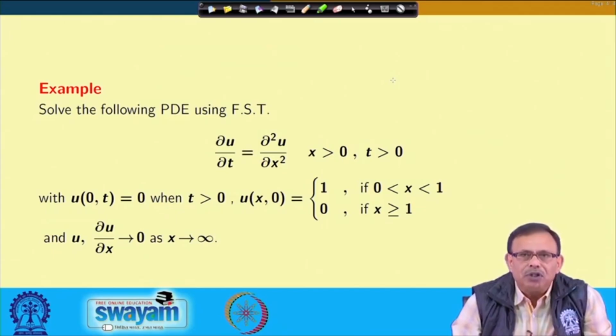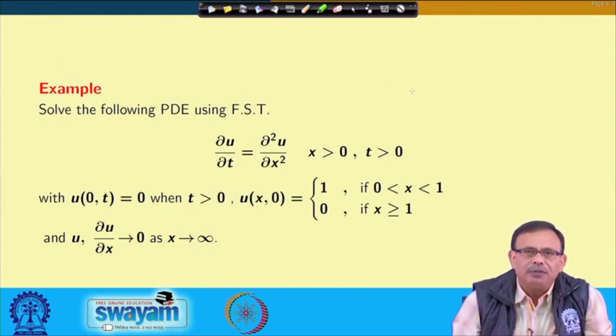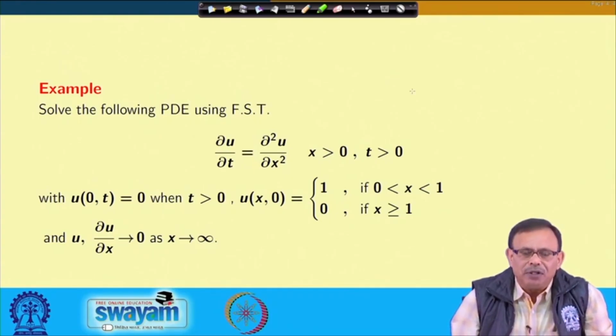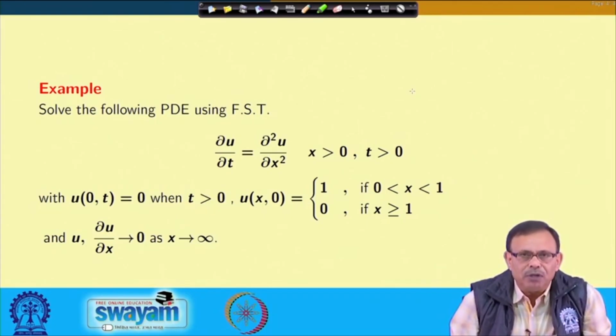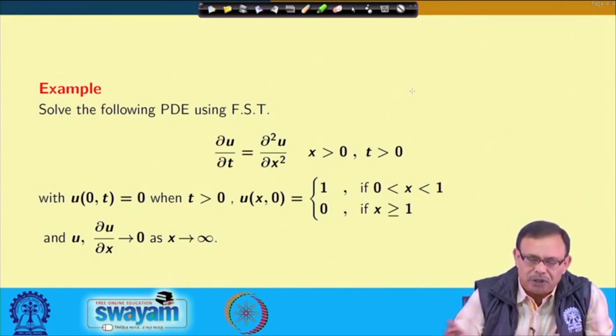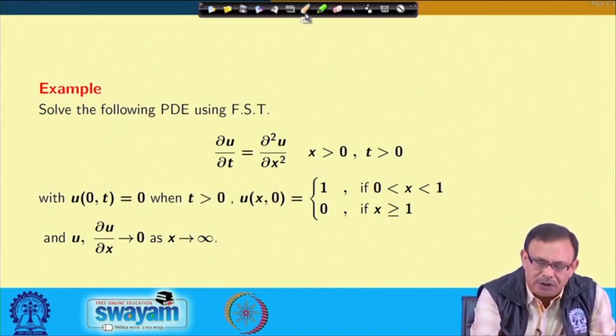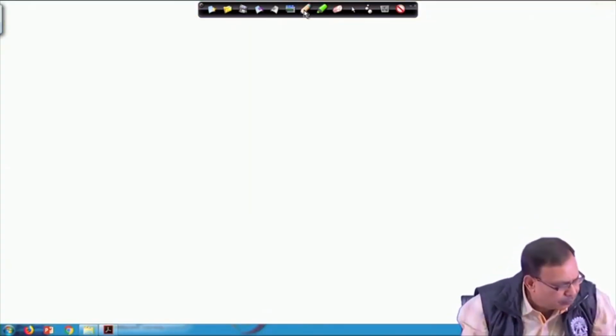t, because if we try to solve it with respect to t, we will not be able to provide values of certain parameters. For this reason, we will use the Fourier sine transform with respect to the variable x. Let us see the solution process now.